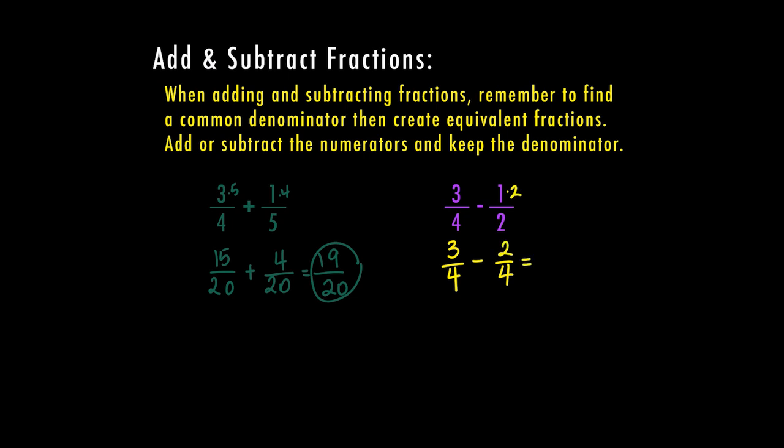Now I can go ahead here and subtract my numerators. 3 minus 2 is 1. And my denominator 4 stays the same. So I can't reduce that.